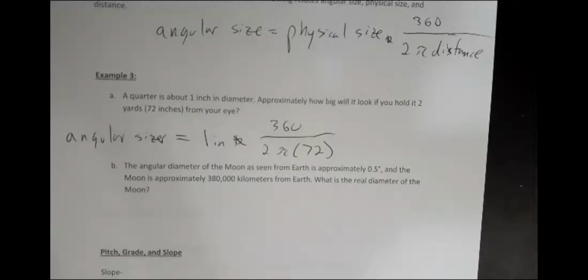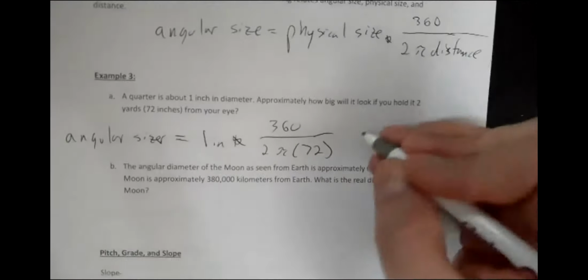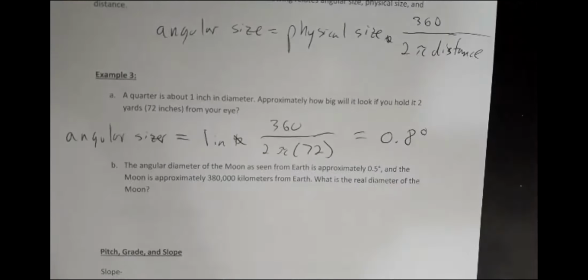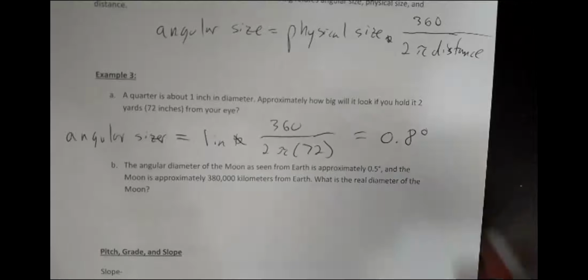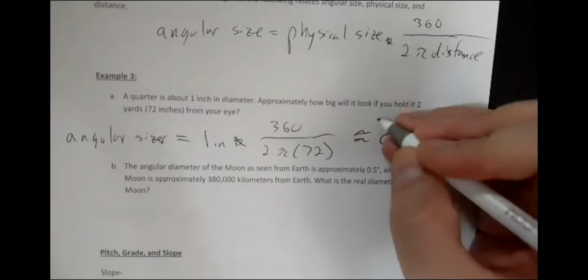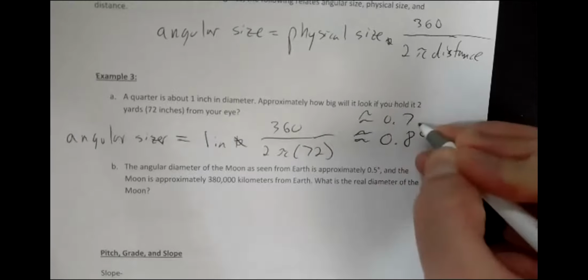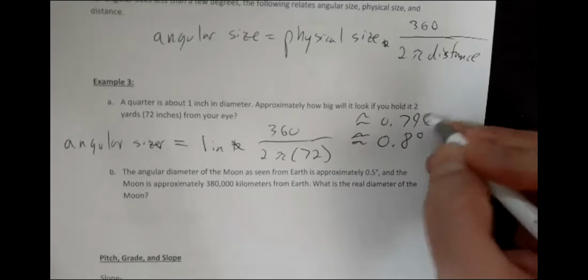Okay. So if we do this, I'm getting 0.8 degrees. And that is rounding. So I got like 0.796178. Approximately 0.8.